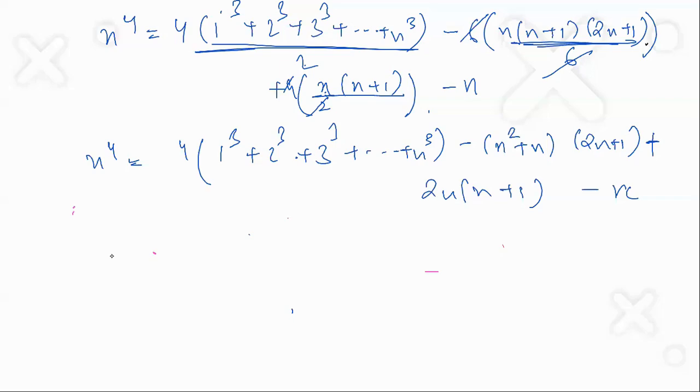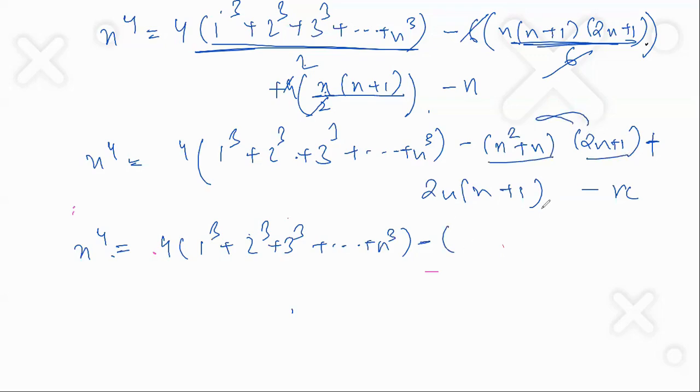Now after this, what we have to do: n raised to the power 4 is equal to 4 into 1 cube, 2 cube, 3 cube, plus still n cube. Let's open these two brackets. So multiply this bracket with this. 2n into n square is 2n cube. Then 2n with n, that is 2n square. Then 1 with n square, and 1 with n is n. Plus, let's open this 2. So it will be 2n square plus 2n minus n.